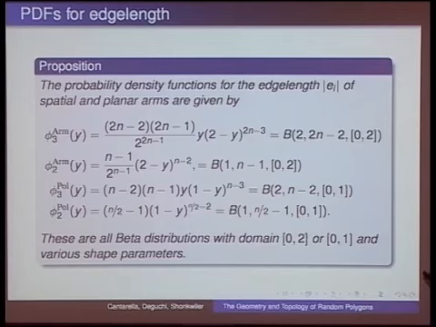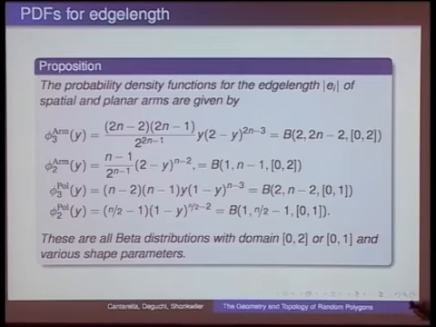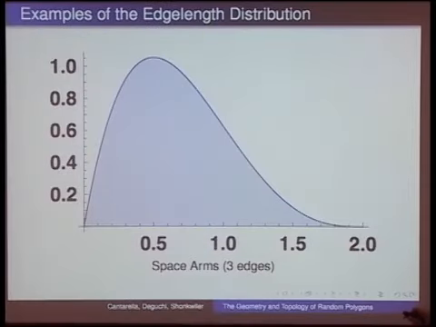So first we work out the PDFs for edge length. So they're all given by beta functions, as it turns out. And there are the particular things. The proof is a nice computation. It's kind of fun. And we can see it, right? So this is the lengths of space arms, right? It has to end at 2 because the length of the whole thing is 2, right?